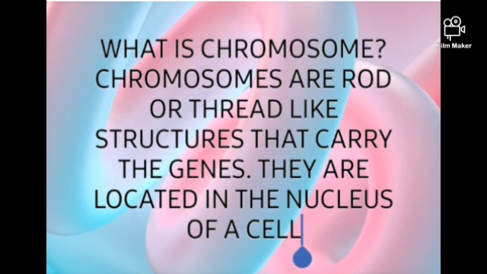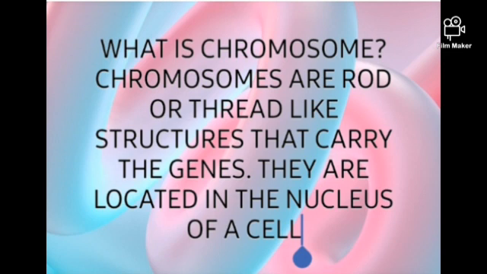I expect you, as you are going through this class, by now, you should be able to define genetics. You should be able to define heredity. You should be able to define variation. You should be able to mention types of variation. You should be able to mention characteristics or traits that can be transmitted in animals and in plants. You should be able to define gene, and you should be able to define chromosome.